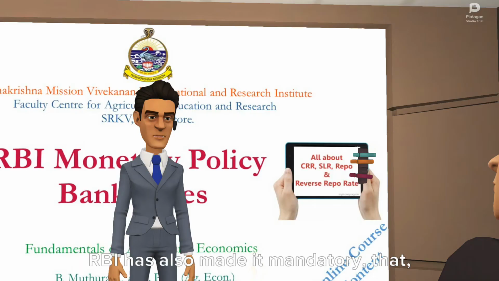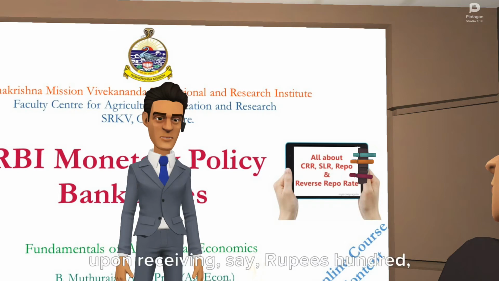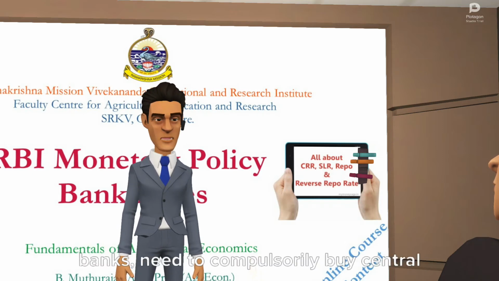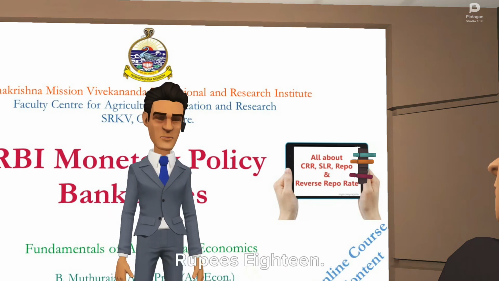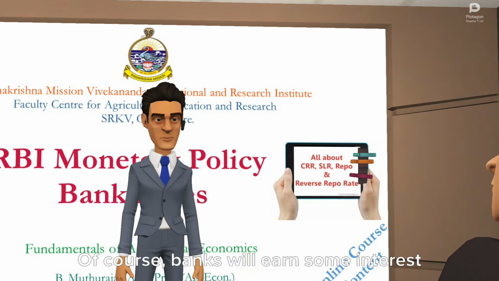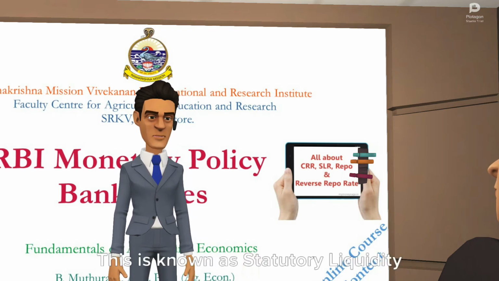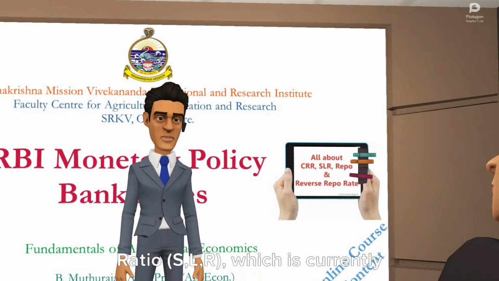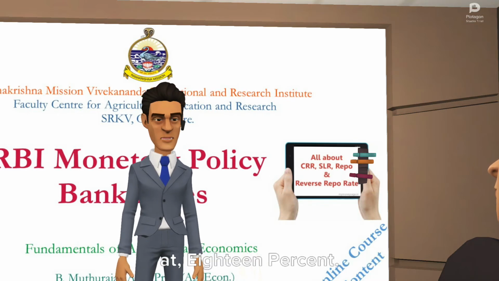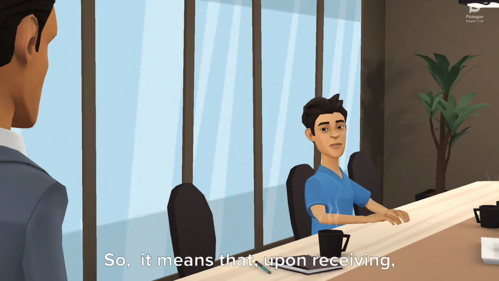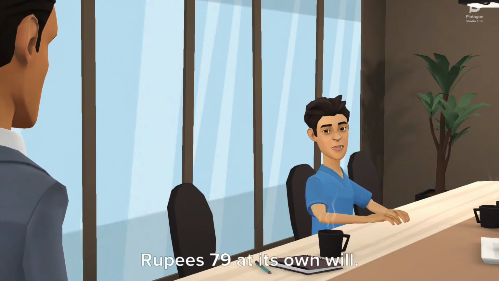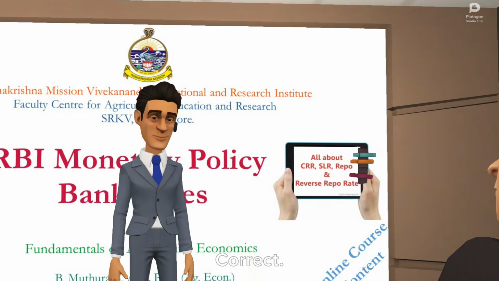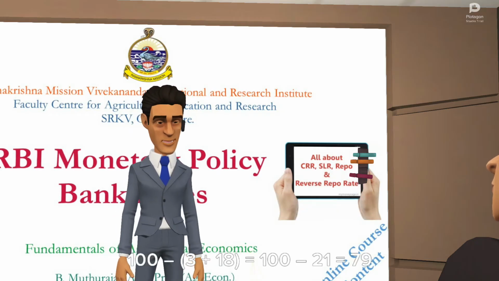Oh, then? RBI has also made it mandatory that, upon receiving, say, rupees 100, banks need to compulsorily buy central and state government securities of rupees 18. Of course, banks will earn some interest income here. This is known as the Statutory Liquidity Ratio, SLR, which is currently at 18%. So, upon receiving rupees 100, banks can only spend rupees 79 at their own will. Correct. 100 minus 3 plus 18 equals 100 minus 21 equals 79.